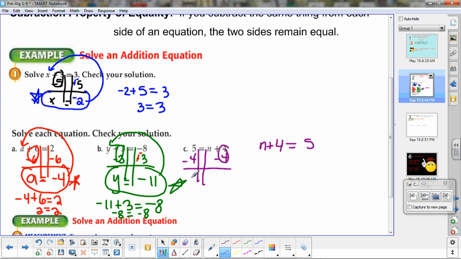5 take away 4 is 1. I'm pretty sure the answer is n equals 1. Let's double check it by plugging it back in. 5 should equal 1 plus 4. 1 plus 4 is 5. Since 5 equals 5, I know we have the correct answer.